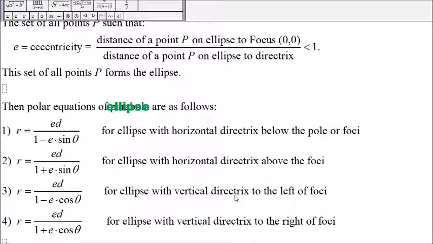If the directrix is to the left of the pole or of the foci, then we get the equation that has denominator 1 minus eccentricity times cosine of theta. And the last case is where the directrix is to the right of the pole or of the foci. Then the denominator is 1 plus eccentricity times the cosine of theta.